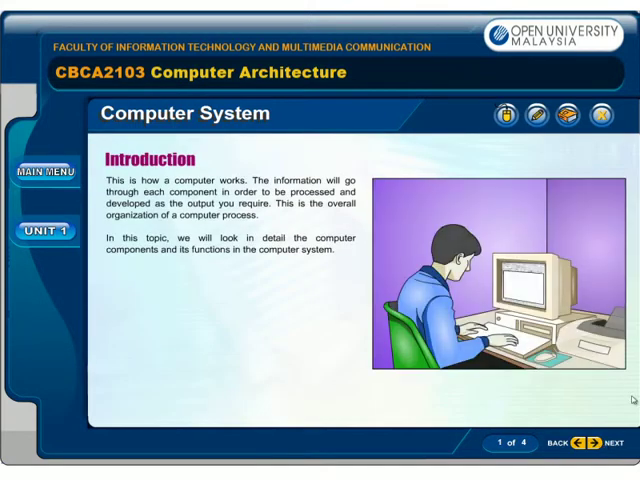This is how a computer works. The information will go through each component in order to be processed and developed as the output you require. This is the overall organization of a computer process. In this topic, we will look in detail the computer components and its functions in the computer system.